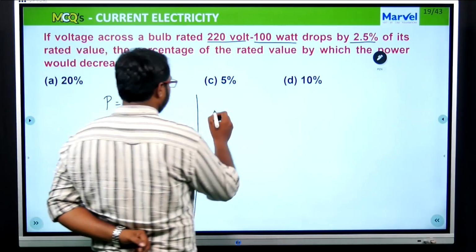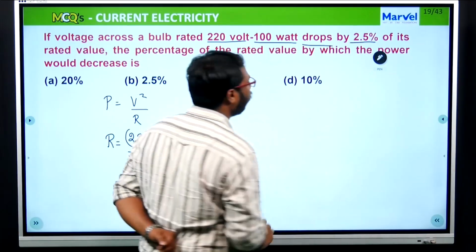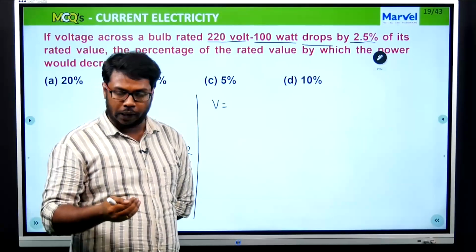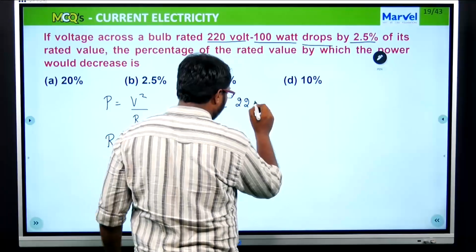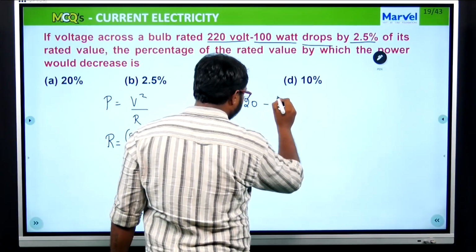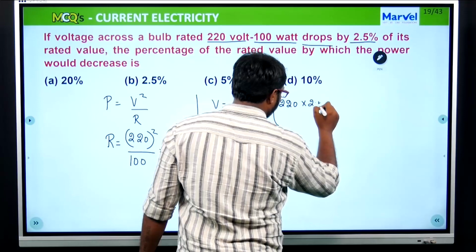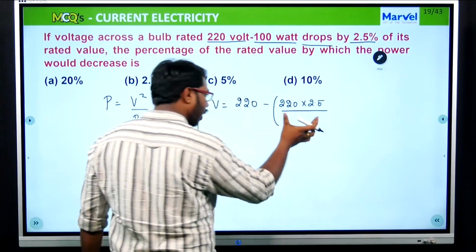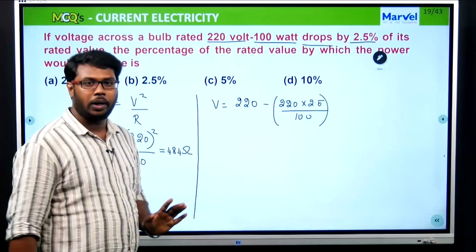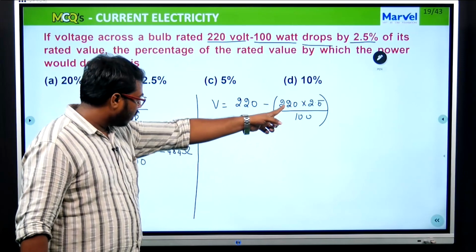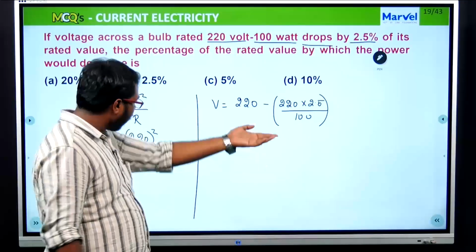See, voltage is nothing but, what do they say, drops by 2.5 percentage. So you are dropping your voltage by 2.5 percentage. So already your existing voltage is 220 volt. It drops by 2.5 percentage. So I'll first find what is 2.5 percentage of 220 volt, and then I'll subtract that from my 220 volt. Got this?